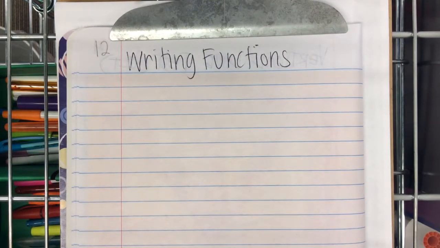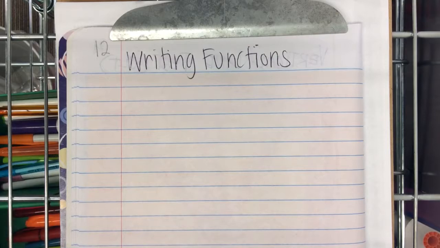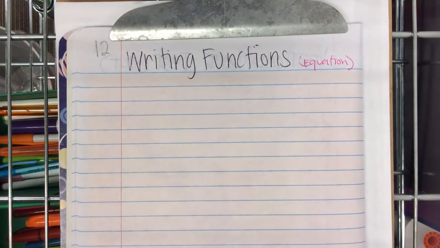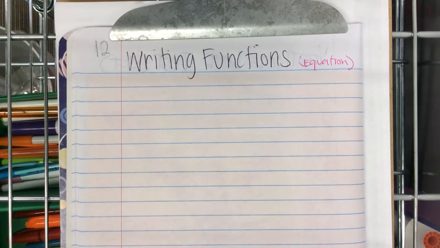Okay, so we're writing functions. And in this lesson, function is another word for equation. So you're going to have a relation, a set of ordered pairs, either in ordered pair form or in table form, basically those two. And you're going to have to take the table or the ordered pairs and write an equation that represents it. Not a story, but an equation that represents it. So it's basically all kind of brand new info.